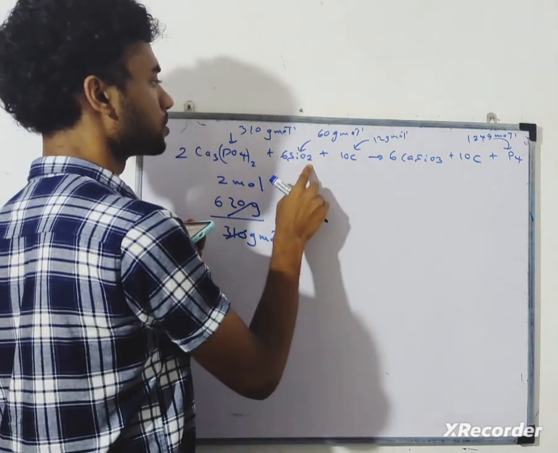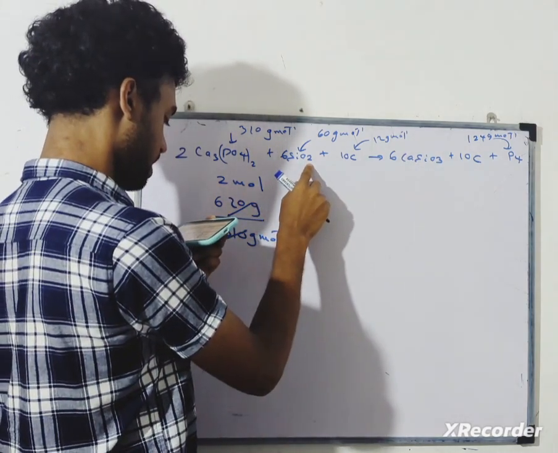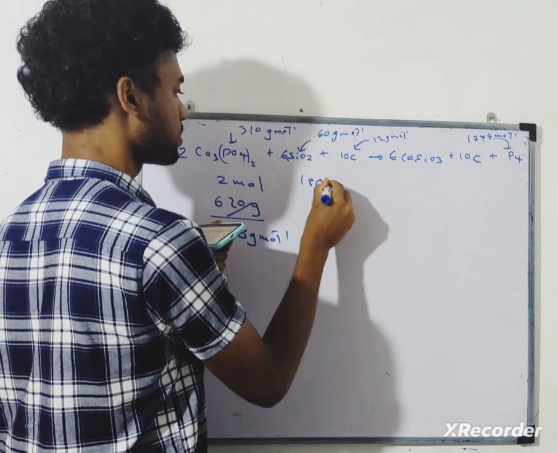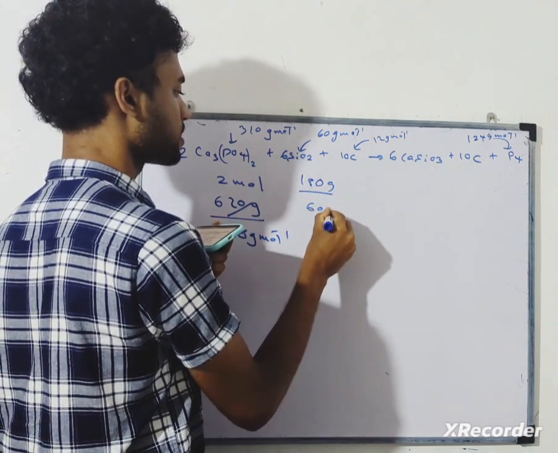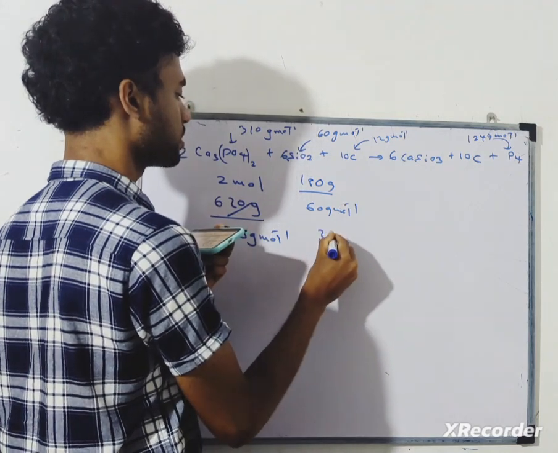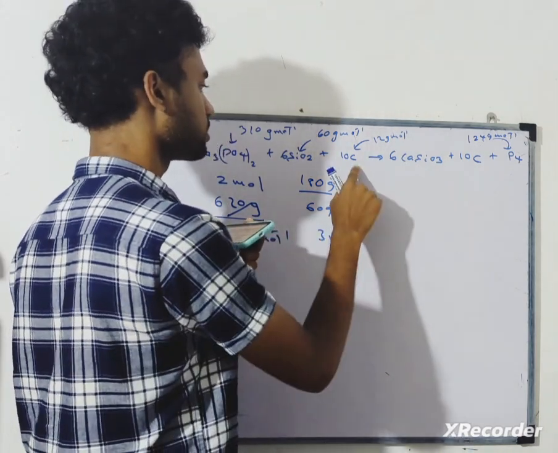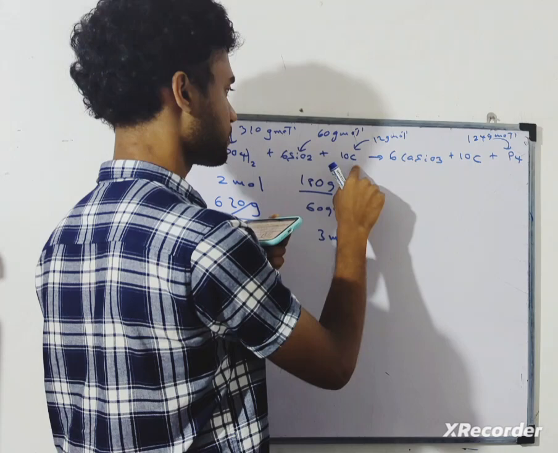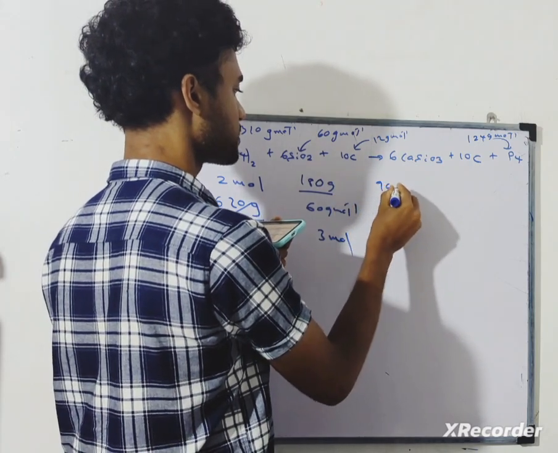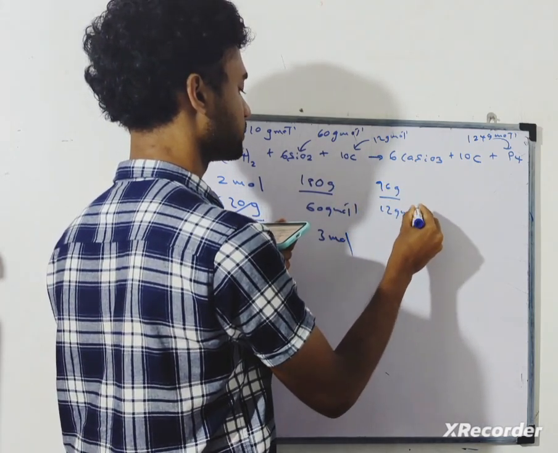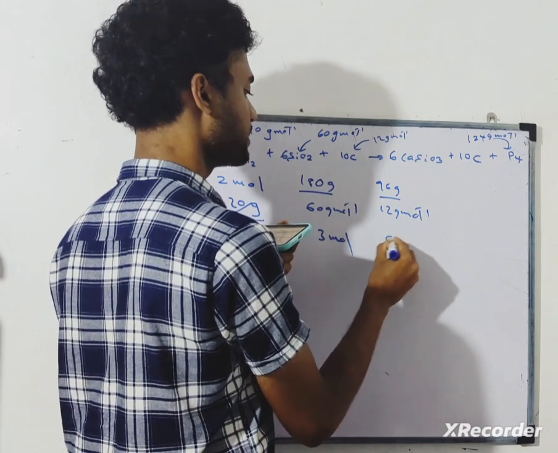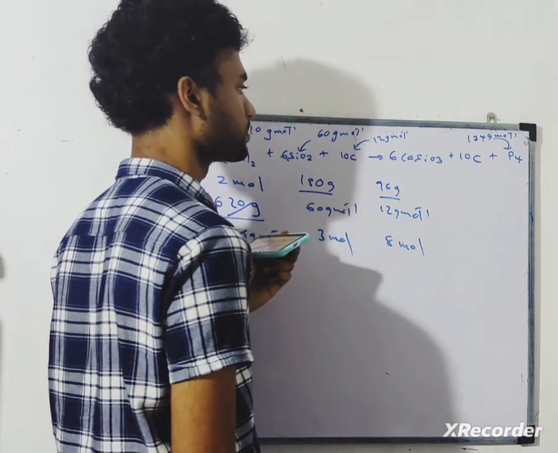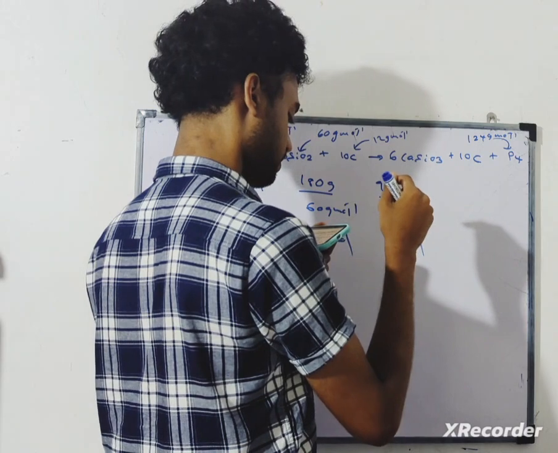What about SiO2? What's the mass that I have? I'm taking 180 grams. So 180 grams divided by 60 grams per mole, I get 3 moles. Carbon, how much do I have? 96 grams of carbon. 96 grams divided by 12 grams per mole, I have 8 moles of carbon.